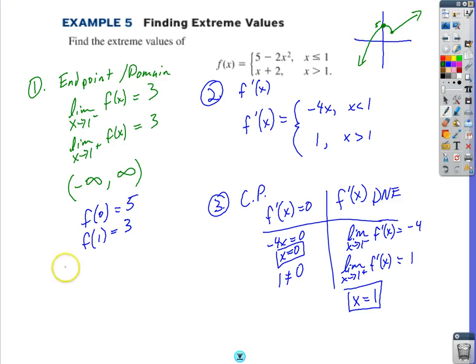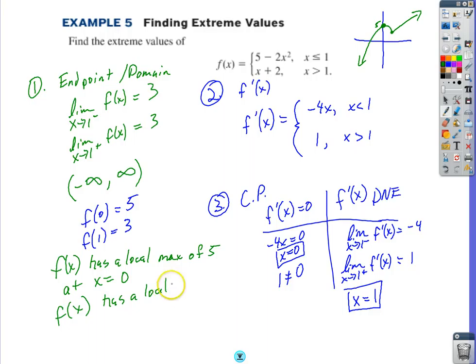We're going to say f of x has a local max of 5 at x equals 0, and f of x has a local min of 3 at x equals 1. All right, we're almost there. One last example and we're done.